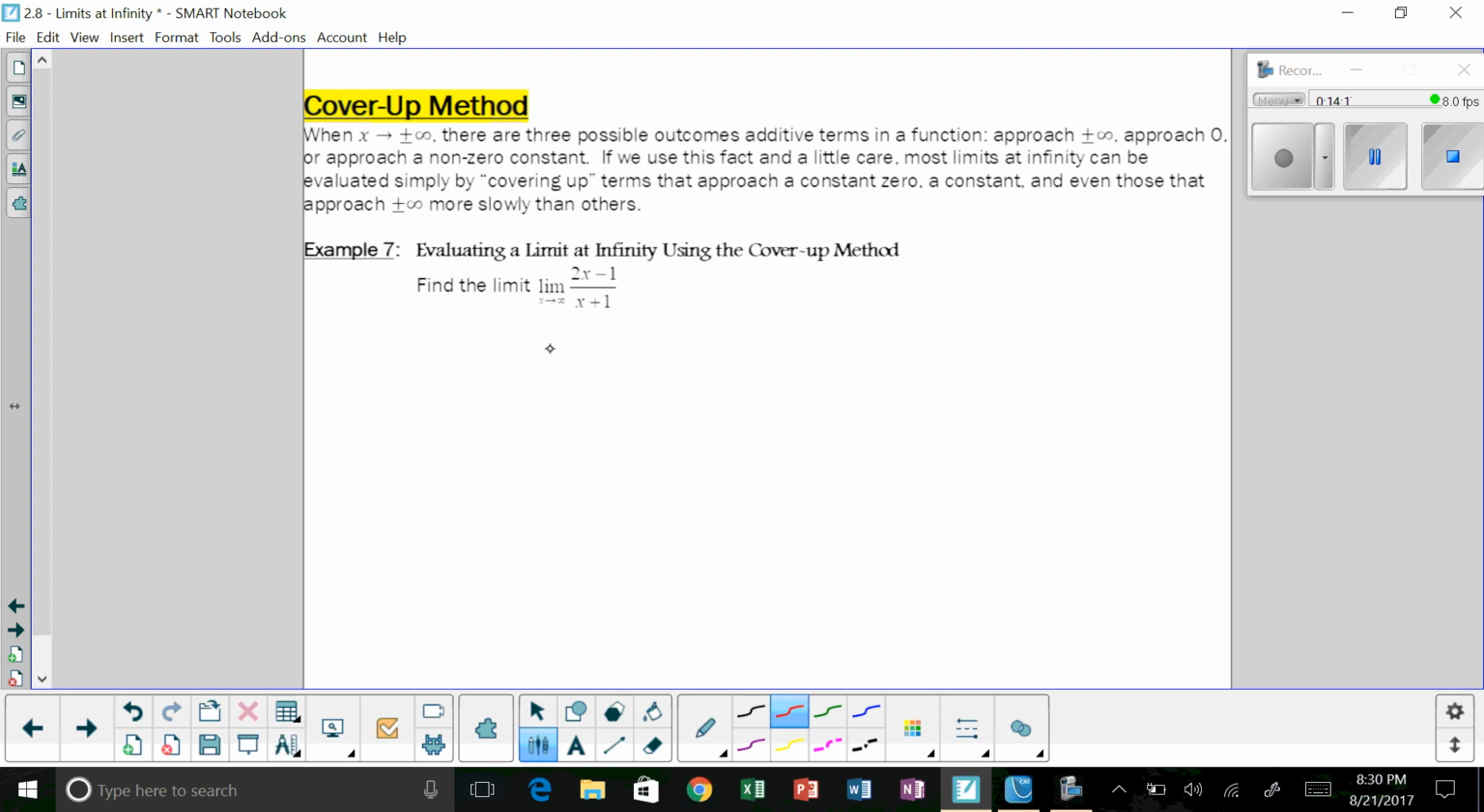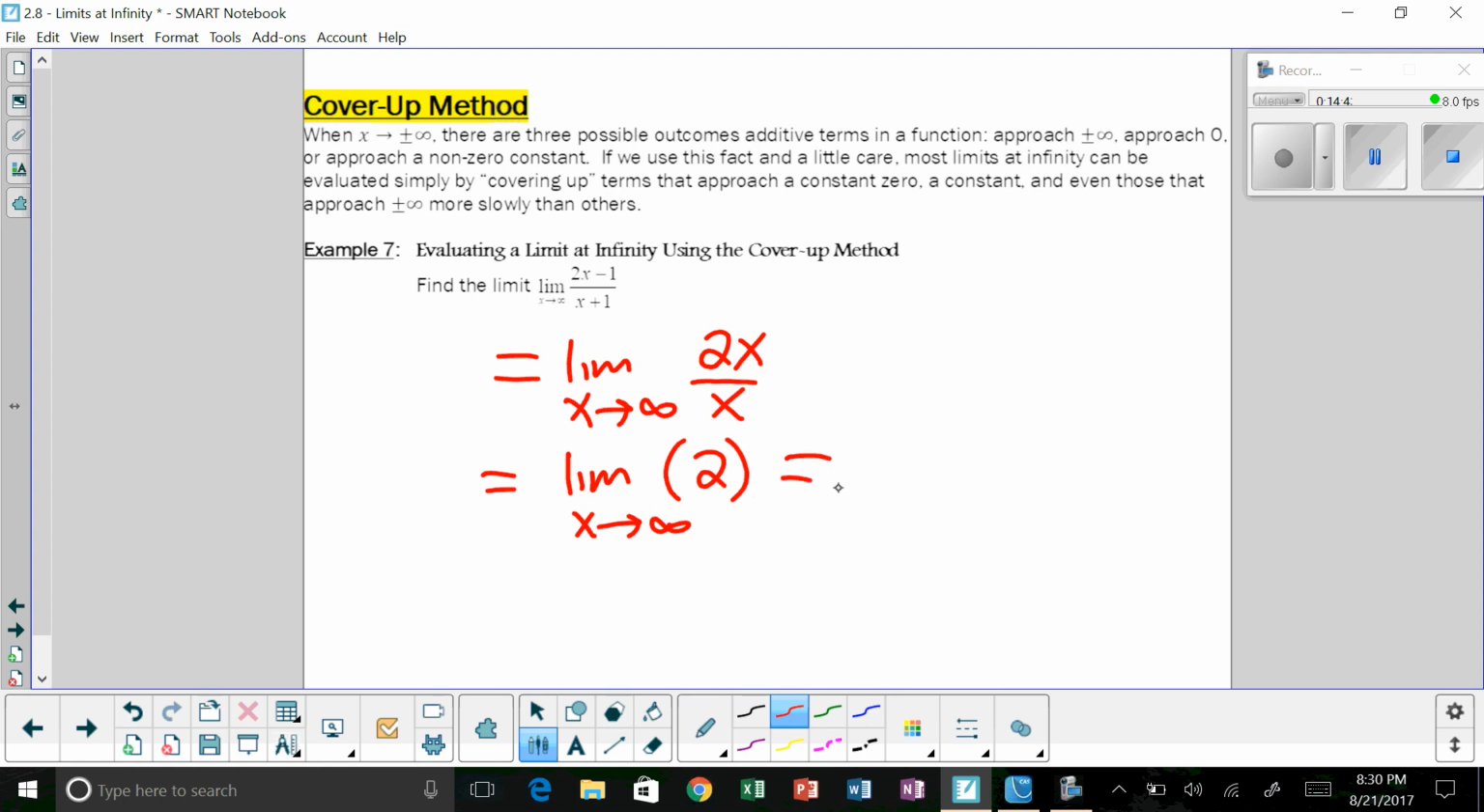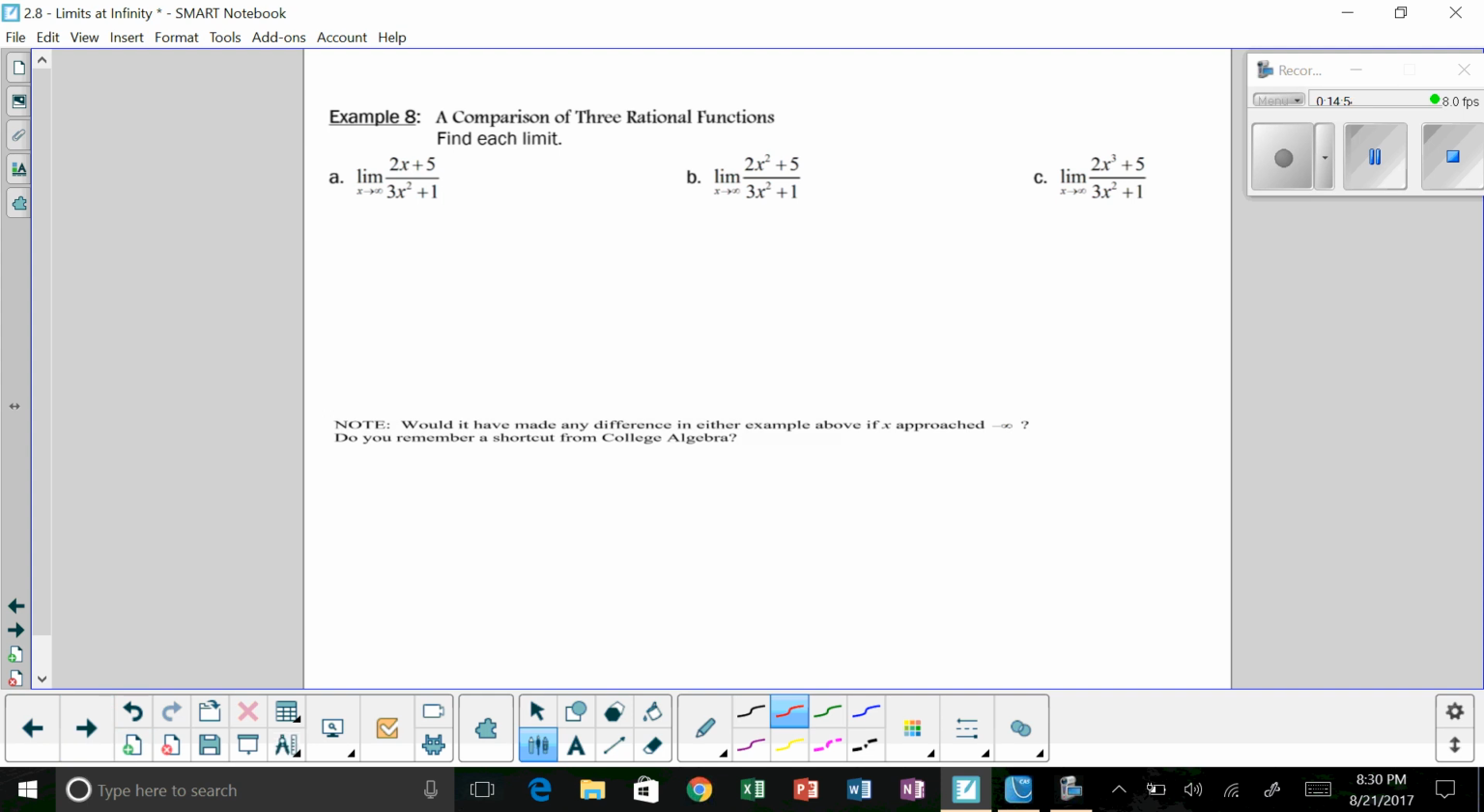So we can cover up the minus 1 in the numerator and the plus 1 in the denominator and effectively rewrite this in an equivalent form. We can just say it's the limit as x goes to infinity of 2x over x. Well, that seems pretty straightforward now. The x's cancel, and now we just have 2. Well, the limit of a constant is going to be that constant no matter what x is doing. So our limit here is 2. Pretty simple. Let's use the cover-up method to analyze these three rational functions.